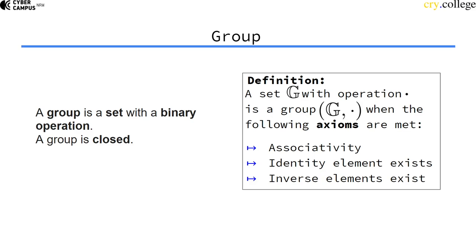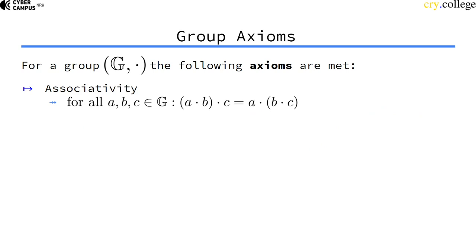That is, it's associative, it has an identity, and it has inverse elements. And what does that mean? Well, associativity, difficult word, essentially means that we can change the order of the operation and we still get the same result. So here we could move the brackets and calculate that first, but get the same result.